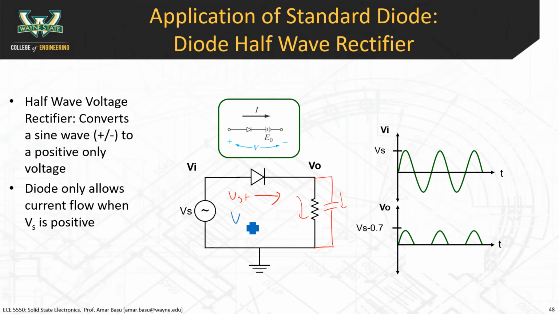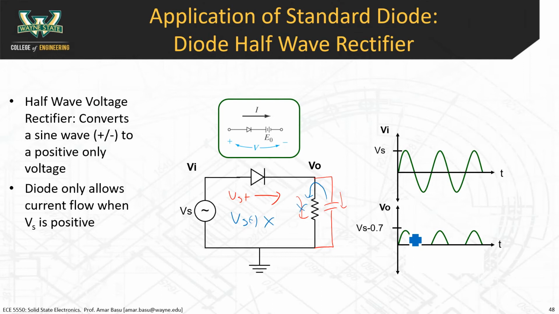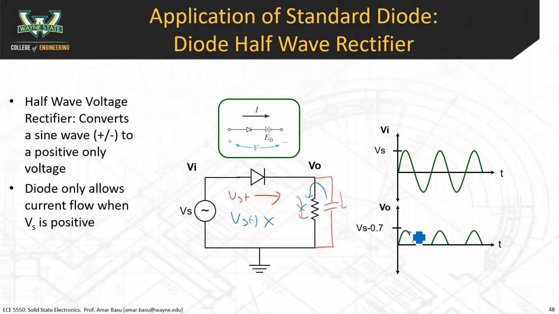Here, I'll write this in blue now. When Vs is negative, then there's no current going through the resistor from the source, and the capacitor actually supplies some of its charge to the resistor like this. And you end up getting a signal that looks like this. The voltage will just decrease like this, and then it'll charge up again here, and then it'll decrease. It'll charge up, and it'll decrease like this.